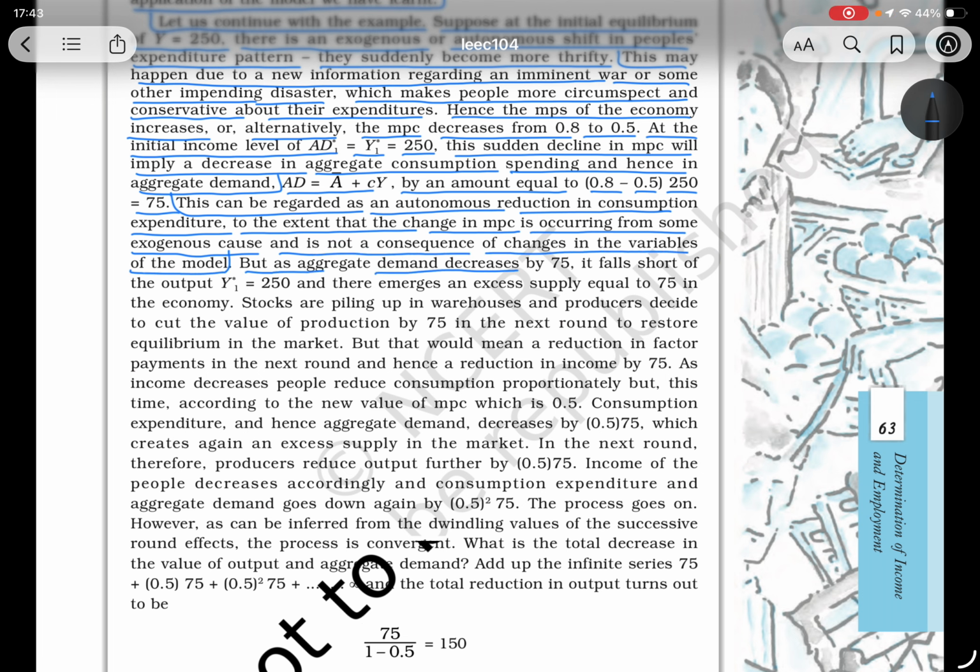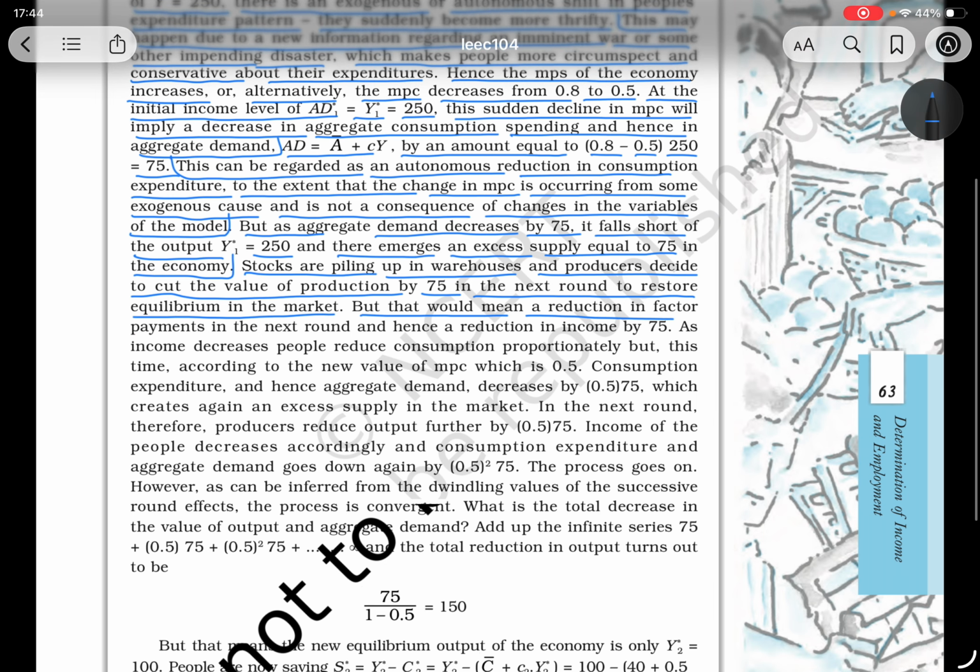Now, as aggregate demand has decreased by 75, it falls short of the output Y1* equals 250 and there emerges an excess supply equal to 75 in the economy. Stocks are piling up in warehouses and producers decide to cut the value of production by 75 in the next round to restore equilibrium in the market, but that would mean a reduction in factor payments in the next round and hence a reduction in economic income by 75.